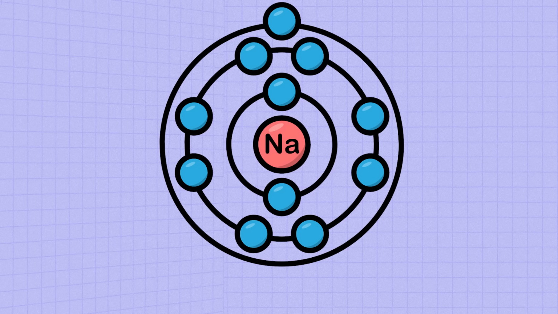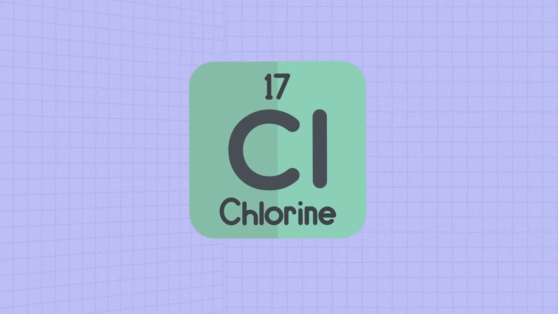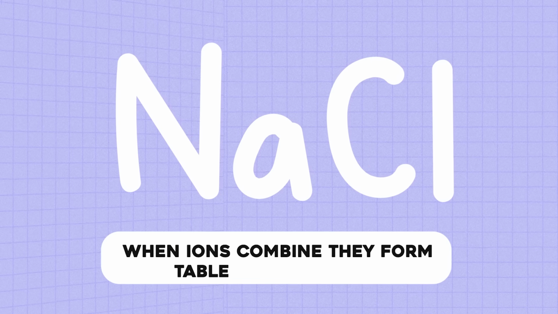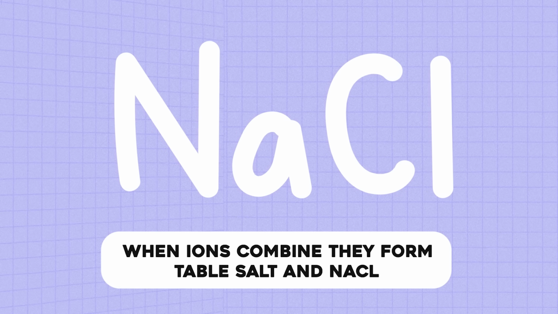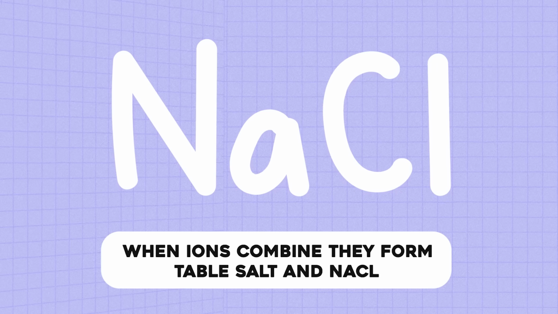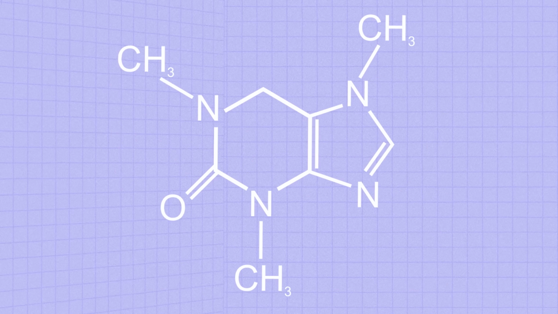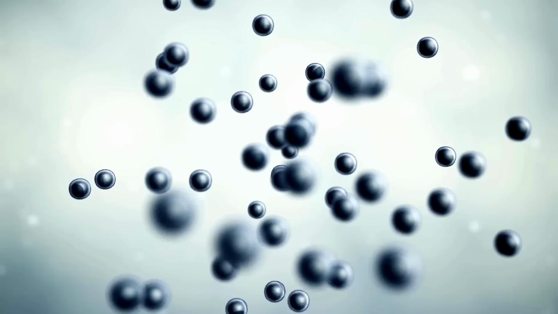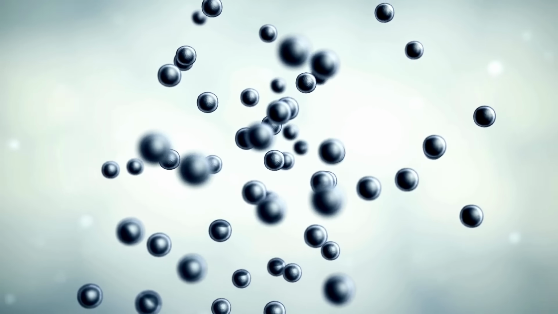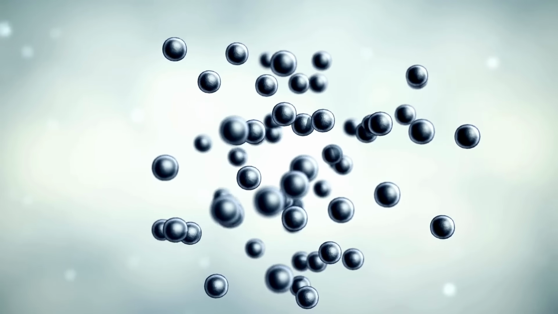For example, sodium can lose an electron to become a sodium ion, Na+. And chlorine can gain an electron to become a chloride ion, Cl-. When these 2 ions combine, they form table salt, NaCl. Atoms combine to form compounds by gaining, losing, or sharing electrons. This leads to the formation of chemical bonds that hold the atoms together in a compound.